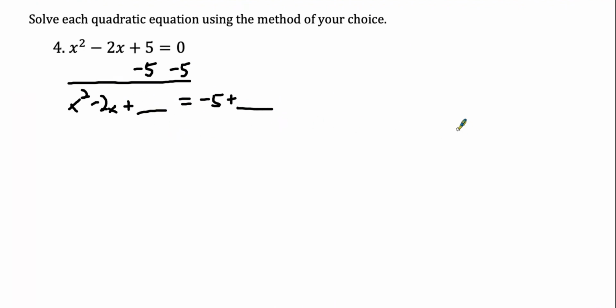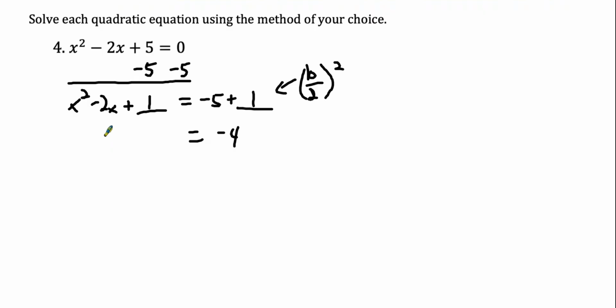So now that blank, remember, that blank is going to be whatever my b value is divided by 2, squared. So in this case, my b value is -2. -2 divided by 2 is -1, and -1 squared is +1. So I'm just going to be adding 1 to both sides of this equation. On the right side, -5 plus 1 is just -4.